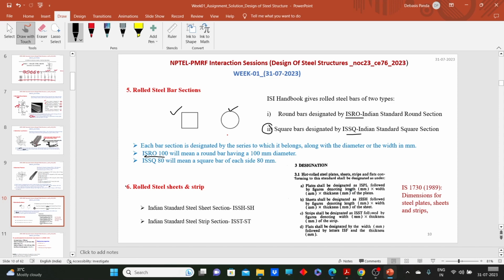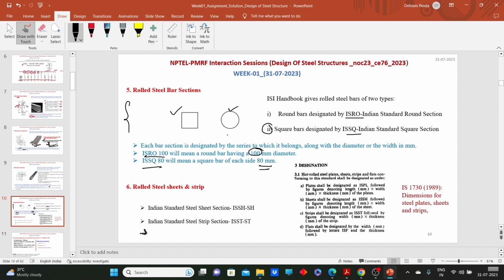ISRO 100 means that we have an Indian standard round section of diameter 100 mm. Similarly, for square bars, ISSQ 80 will mean we have a square bar whose each side is 80 mm. Okay. So from this we can understand what ISRO, Indian Standard Round section, and ISSQ, Indian Standard Square sections, mean.